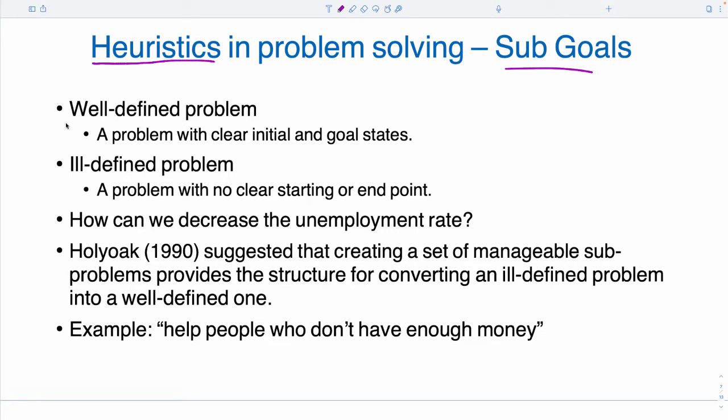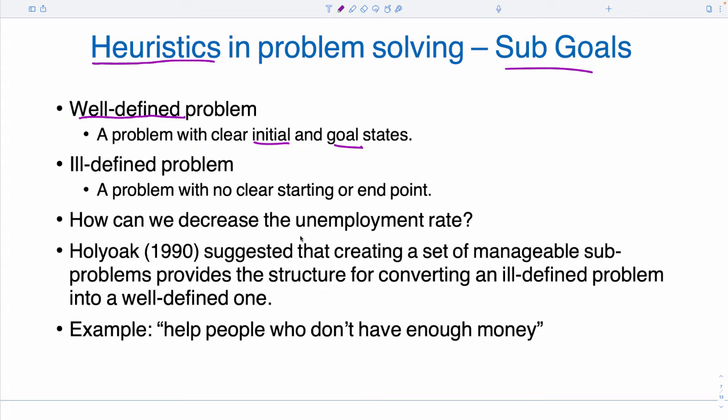First off, we want to begin with something that is hopefully a well-defined problem. This is a problem with a clear initial and goal state. Where are we now? Where do we want to be? We saw initial and goal states with the men and elves trying to cross the river, right? But here we're going to apply that same idea to a variety of different types of problems. We need to have a clear initial and goal state to be able to define this problem before we can really successfully solve it. In contrast, an ill-defined problem is a problem with no clear starting or end point.